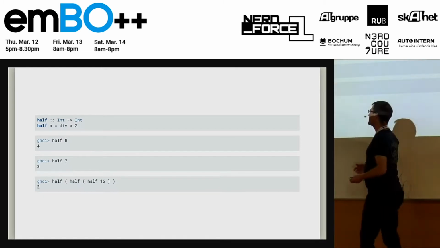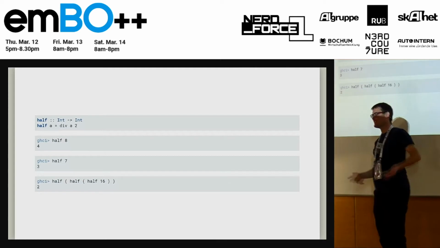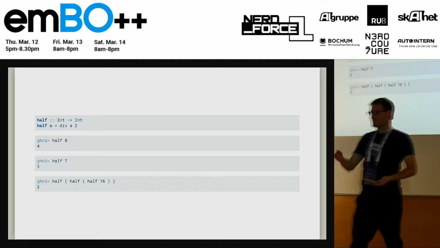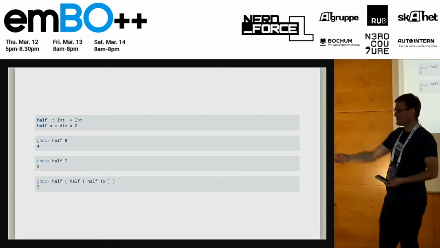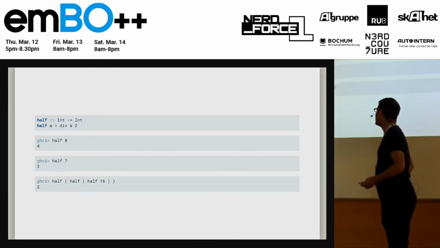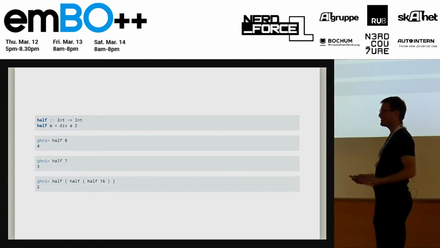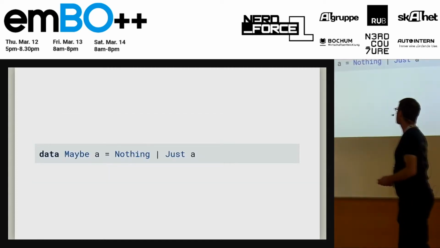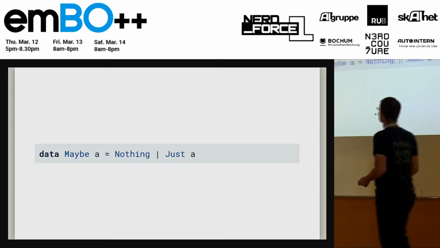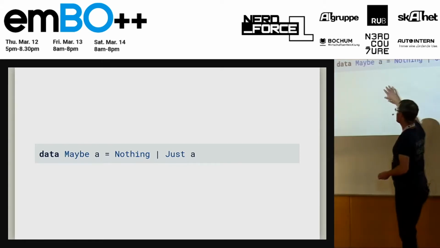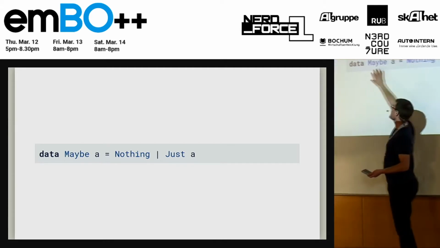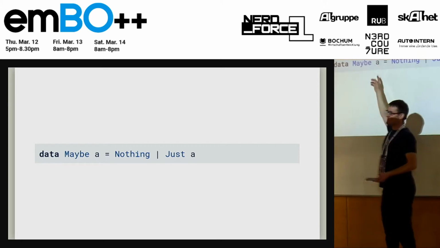Now I want to say, okay, half of 7 is 3, I don't like it, because maybe we're splitting euros, and if you two split 7 euros, you get 3, and I get the other one. So I want to tell if it's not even, if it's an odd number, I want to handle this and say I cannot split it. It doesn't work. So I get this Maybe, and this is the definition of Maybe. Maybe is a data type, and this a is like a template.